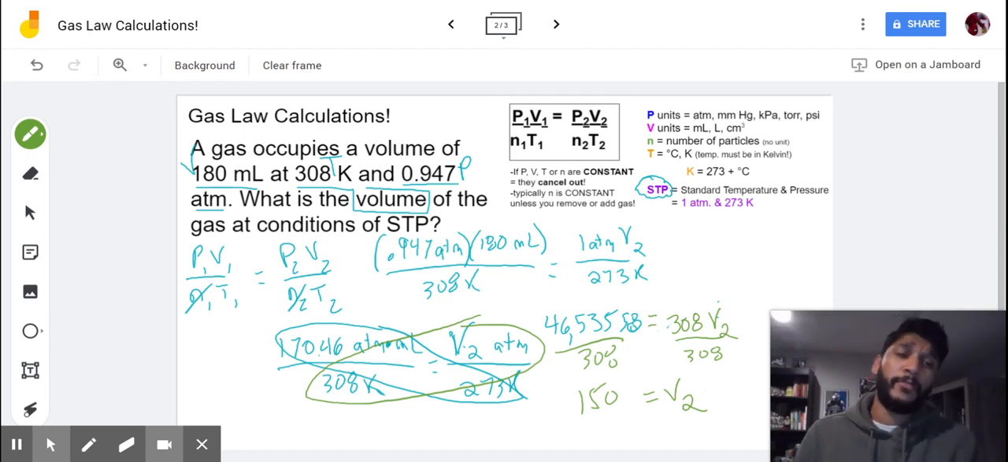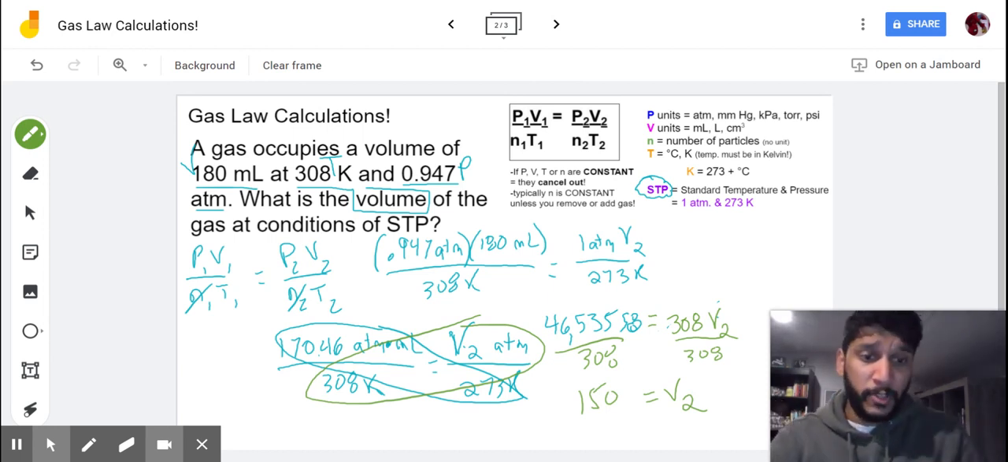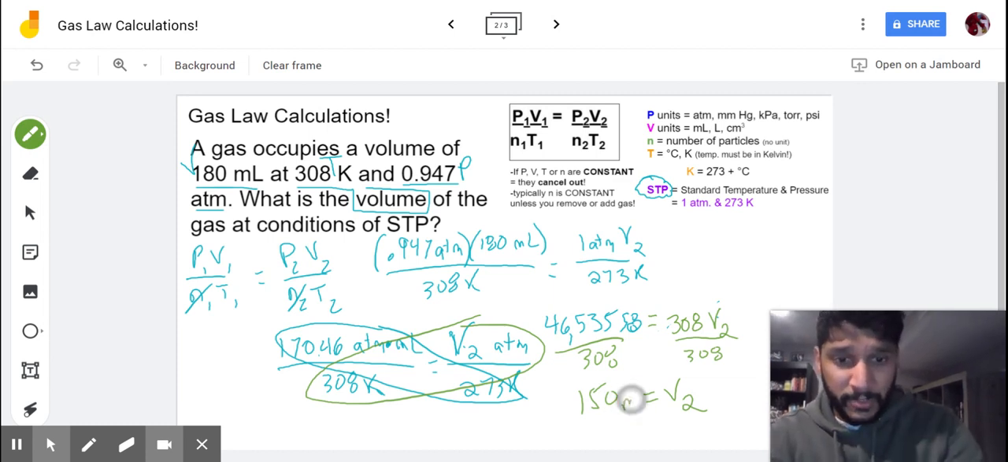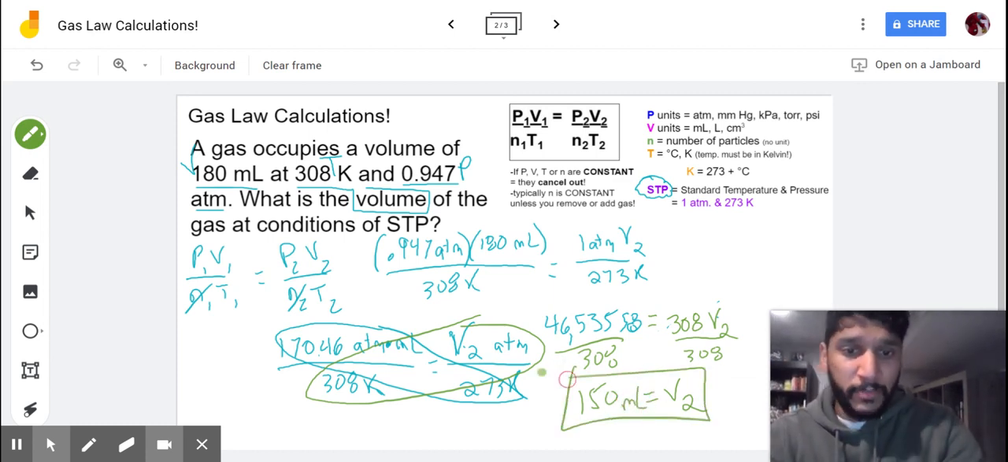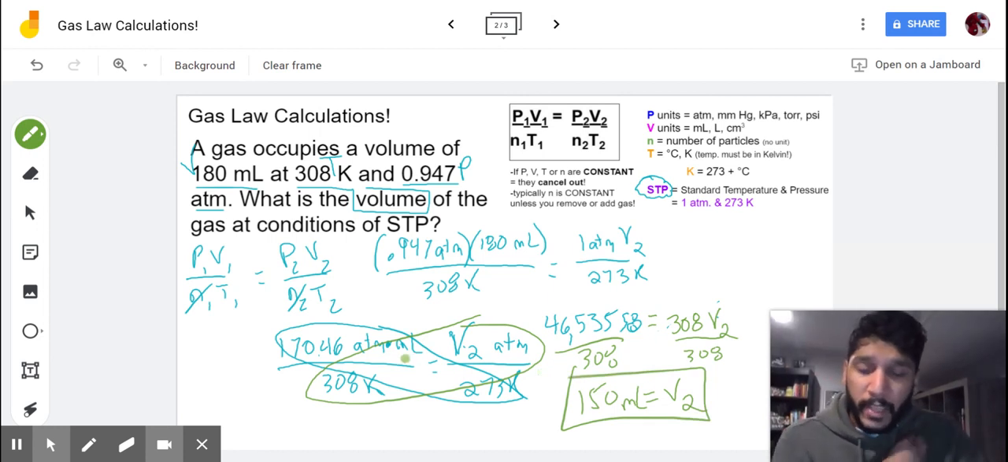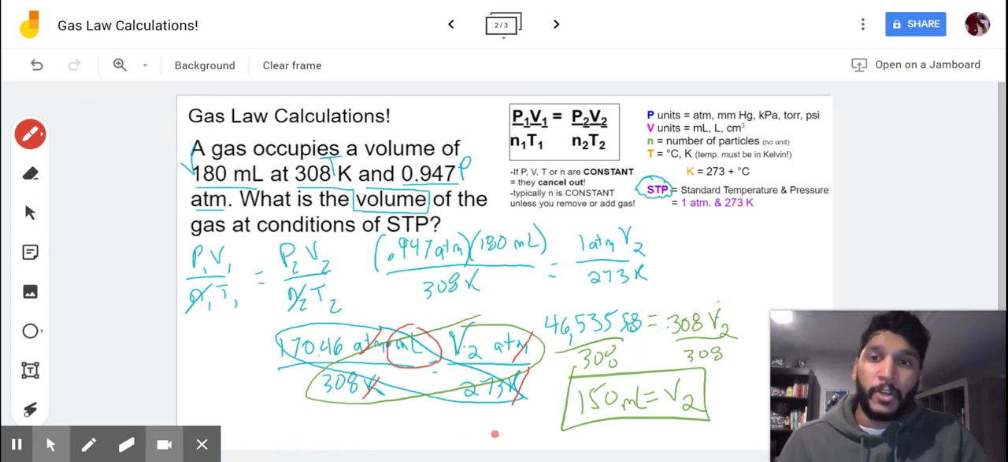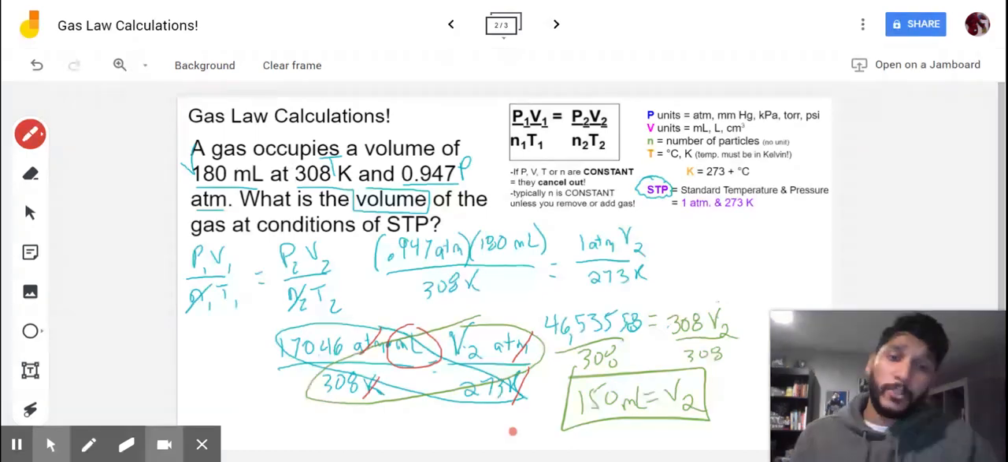And since this is our second volume, right, our initial volume over there was milliliters. So what do you think this final volume's unit is going to be? Yeah, it's going to be milliliters too. So our final volume is 150 milliliters. If we look back at our units too, atm is going to cancel out, the Kelvin is going to get canceled out, and we're going to be left with those milliliters. So our final answer for this one is 150 milliliters.